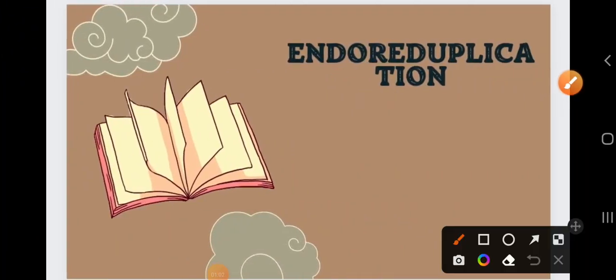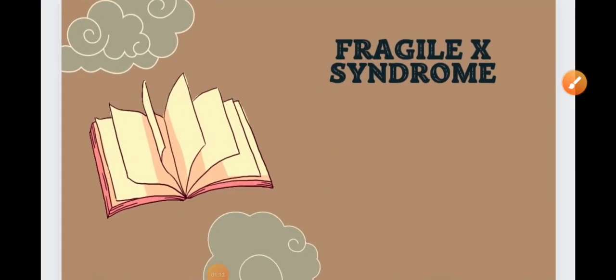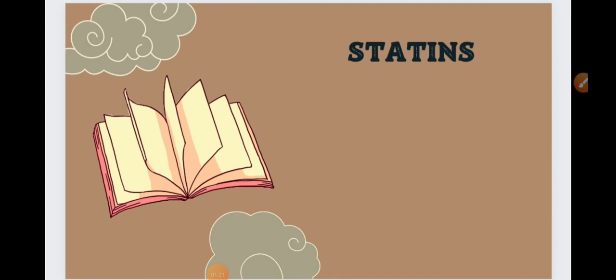Second is endo-reduplication. You have to figure out what endo-reduplication is, and mind you, I'm not going to teach you anything in this slide. So you need to figure out on your own what it is. Third is fragile X syndrome. Just Google it. Fourth, opsonization. Immunology people, I think you guys know it. It's very easy.